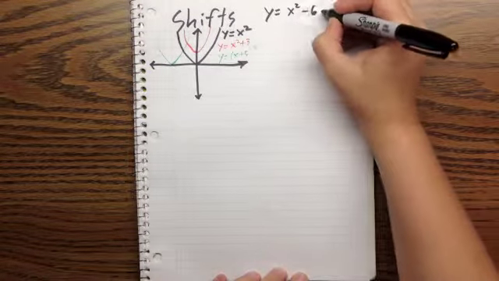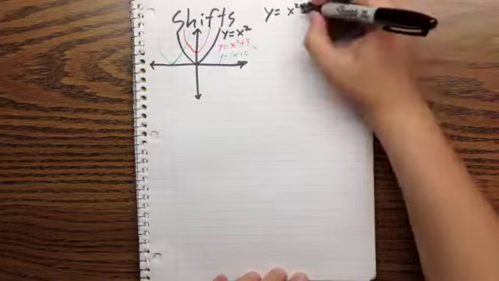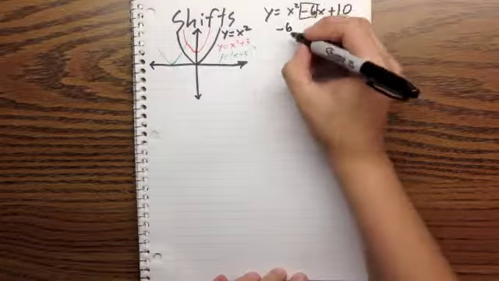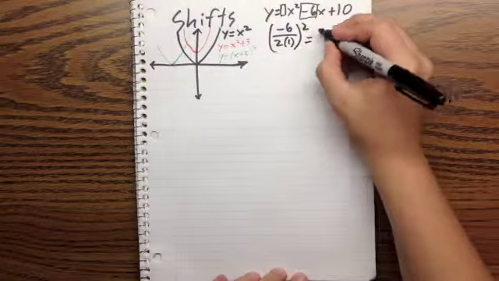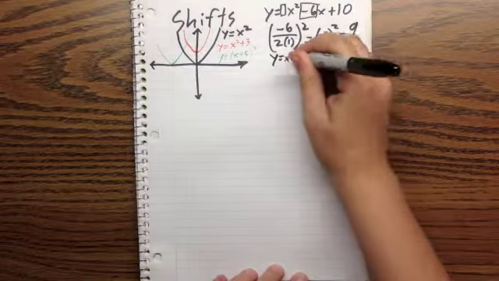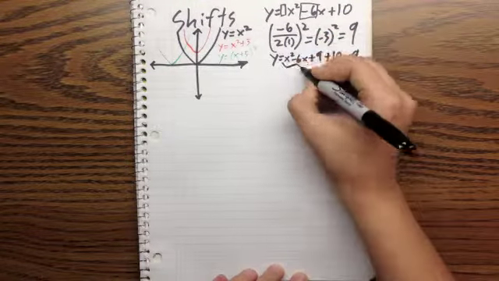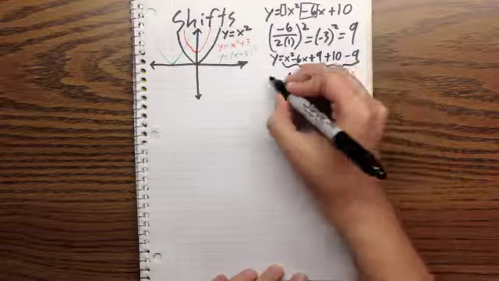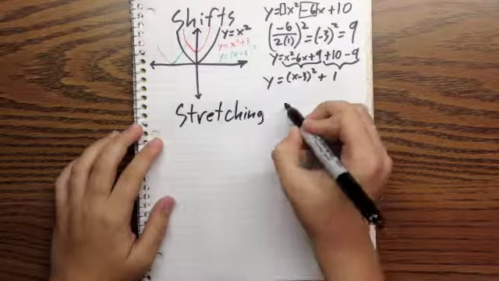Side note, if you ever need to graph a weird-looking function like this one, you can complete the square to simplify it. In this case, you'd take this middle number, divide it by 2 times this first number, and square the result to get 9. Then you add and subtract it to balance it all out, and it neatly simplifies down to something easier to graph.